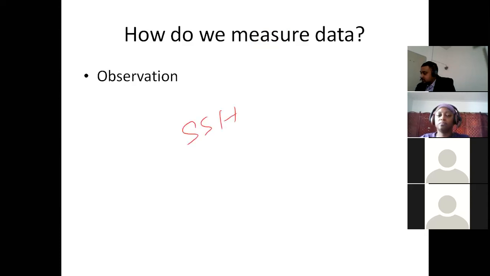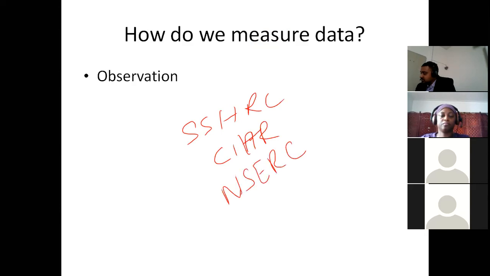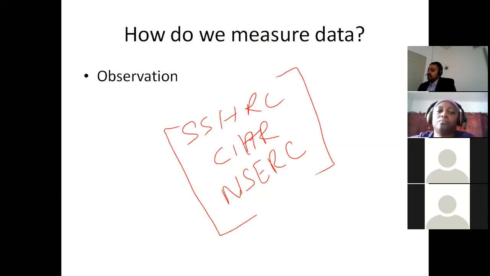SSHRC, CIHR, the Canadian Institutes of Health Research, and NSERC, which is the Natural Sciences and Engineering Research Council. So these are three big bodies that govern all research funding in Canada. And they're three big councils, so that's what they call the Tri-Council.